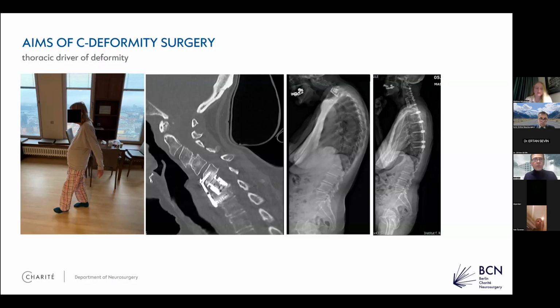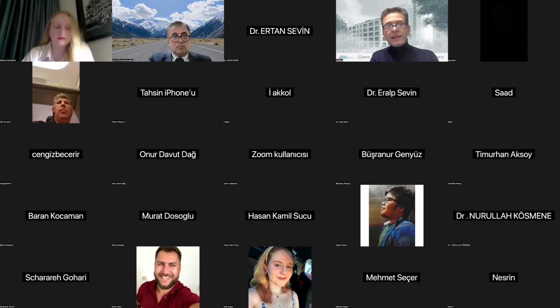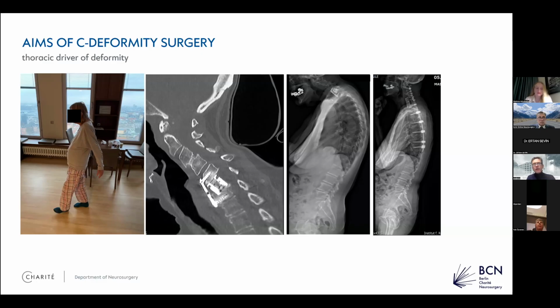This is a patient where the driver for cervical kyphosis is not the cervical spine, but the cervicothoracic junction and the thoracic kyphosis. This patient was operated previously with a vertebral body resection and replacement, a distractable cage, and a plate, one level above, one level below. But obviously it did not take care of the cervical kyphosis, because the cervical kyphosis was the result of the hyperkyphosis at the thoracic level.